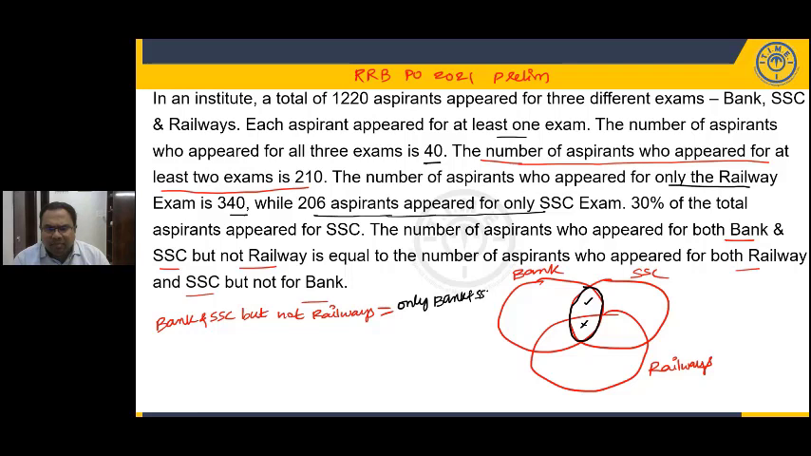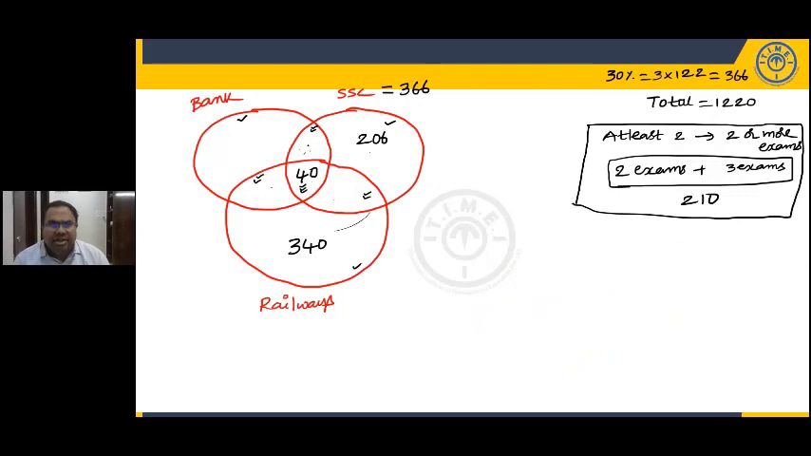Next, railway and SSC, but not bank. I have explained this one earlier. Railway and SSC, these two regions, but not bank. I don't want bank. So it is talking about this region, only railway and SSC. These two regions are equal.